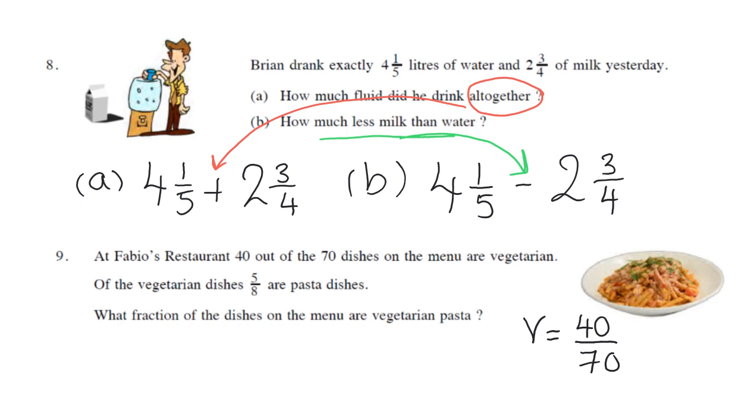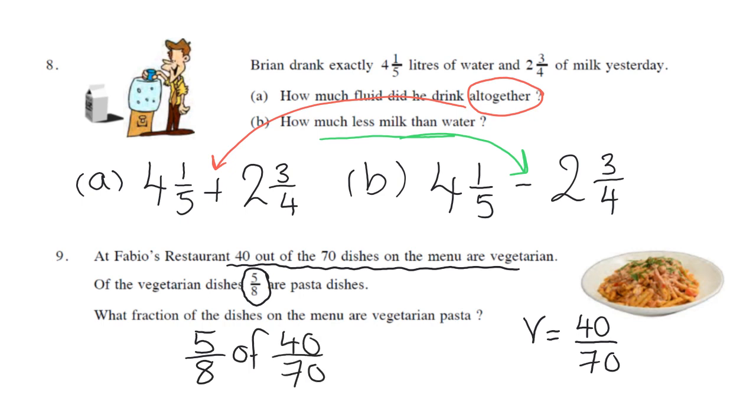Of the vegetarian dishes, 5/8 are pasta dishes. So what fraction of the dishes on the menu are vegetarian pasta? What we're actually looking at there is 5/8 of the number of vegetarian dishes, and the number of vegetarian dishes was 40 over 70. So the sum that you would be looking to do is just 5/8 of 40 over 70. And I mentioned before that the word "of" changes to times.